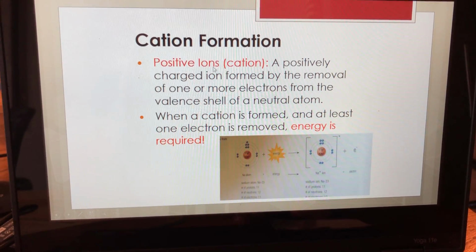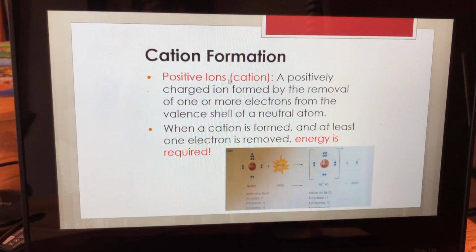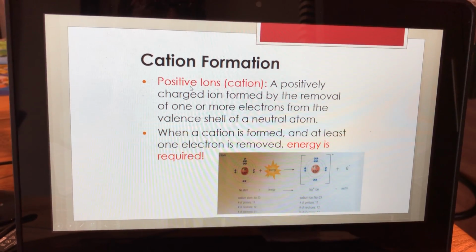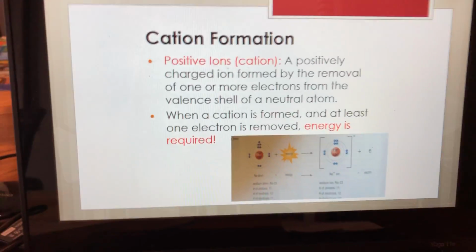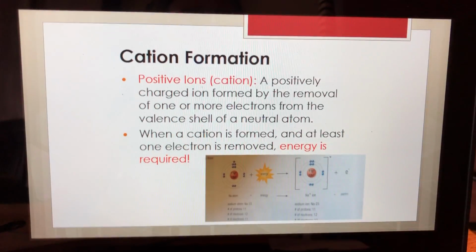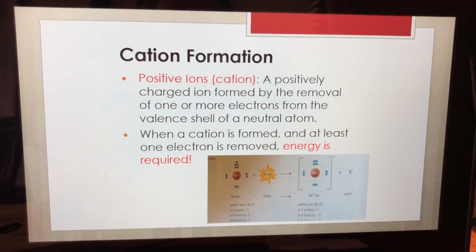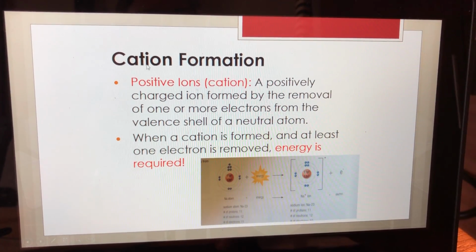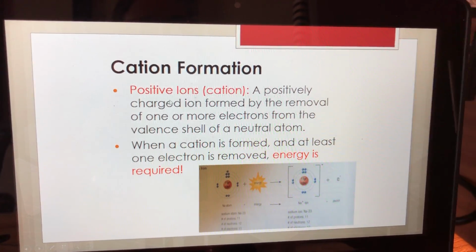Okay, positive ions. What are they? So when you say cation, think positive. I don't know if you guys like cats, but I always think of a cat as something positive because it's fluffy, it's warm, and sometimes they're cute. So a cation is something that's positive.